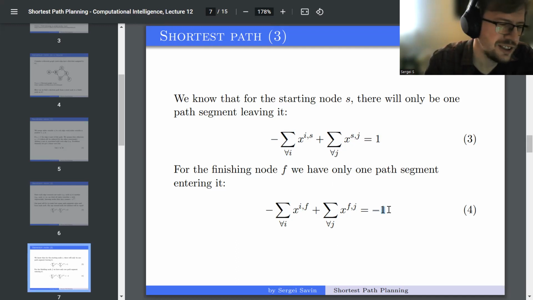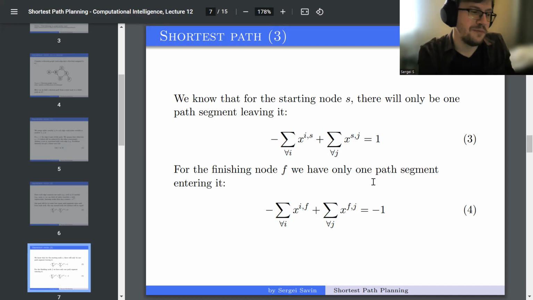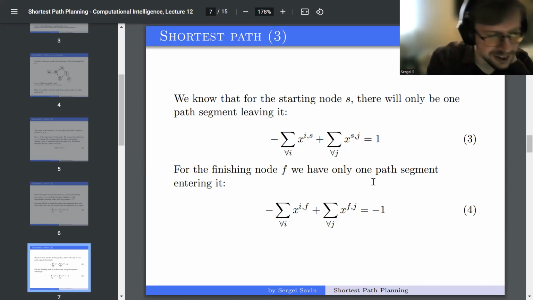So essentially, this is kind of nice. You can always re-indicate your starting and finish node by just changing this right-hand side. So maybe that is a good enough reason to stick with the uniformity, right?